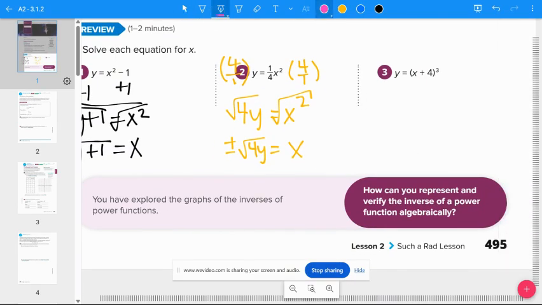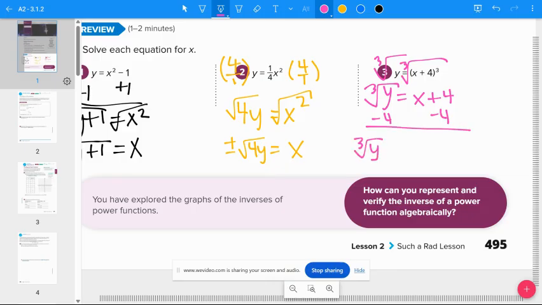On number 3, we need to first start off by taking the cube root of both sides, because we want to undo the 3. So I end up with y equaling the inside of our cube root, so we have x plus 4. Sorry, this is inside of a cube root. That's where my brain went crazy. Then I have to do the inverse, so I have to subtract 4. So over on the left, I have the cube root of y, minus 4, is going to equal x.